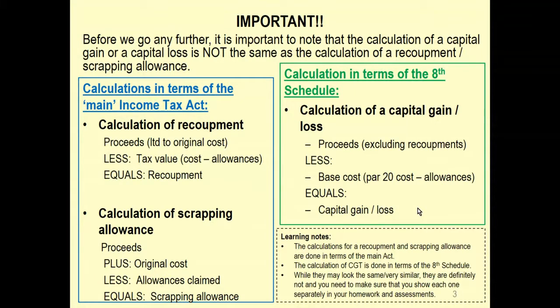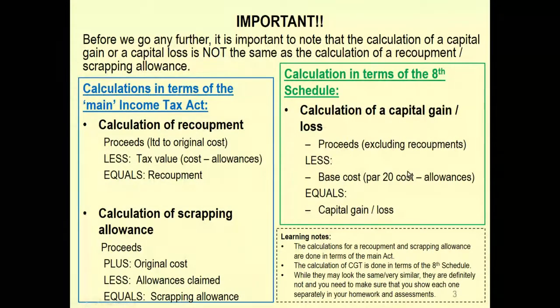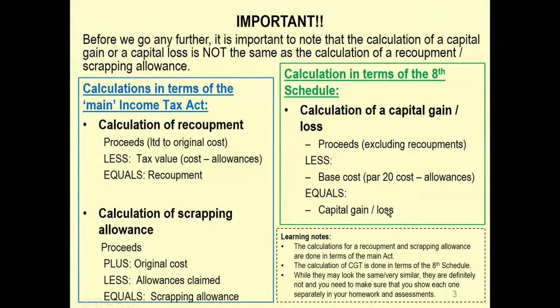Base cost, that is a capital gains tax term, and base cost is determined in terms of paragraph 20 of the 8th schedule, and that is also reduced by amounts if we have already been allowed to claim the deduction in terms of, for example, 11A or 11E, 12C. And a capital gain or loss is calculated as the difference between your proceeds and base costs. And that difference is either going to be a capital gain or a capital loss.